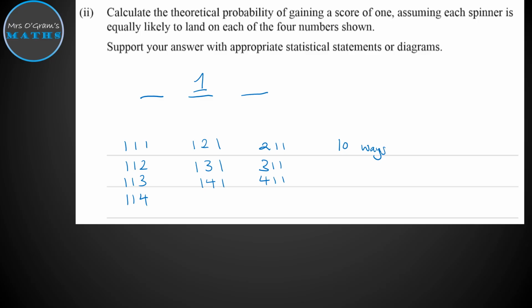And we need to put that out of all the possible spins we could have. So for that, we need to think about on spinner number 1, there are 4 numbers we could do here. There are 4 we could get on spinner number 2, and there are 4 we could get on spinner number 3. So total ways would be 4 times 4 times 4, which is 64. So our probability will be 10 out of 64.